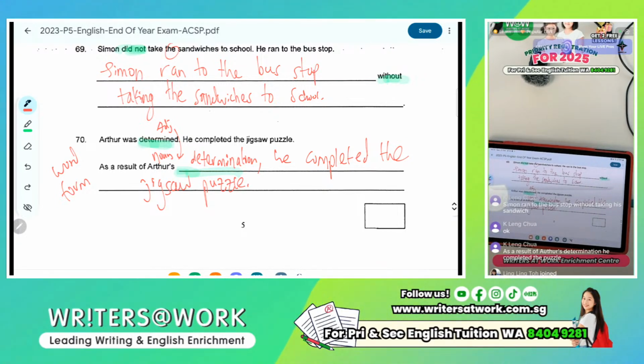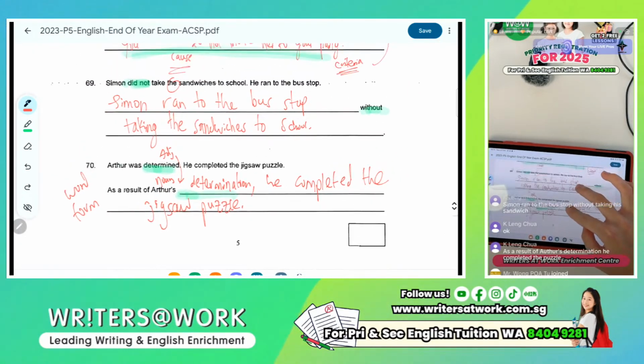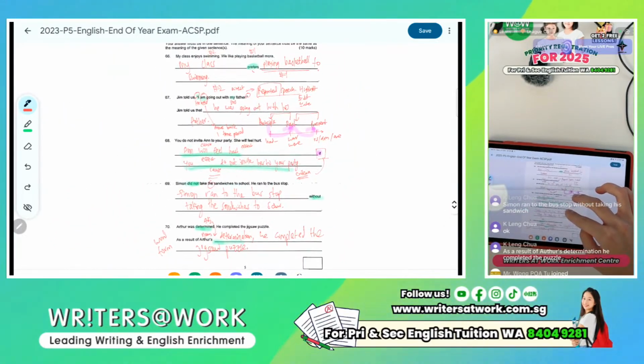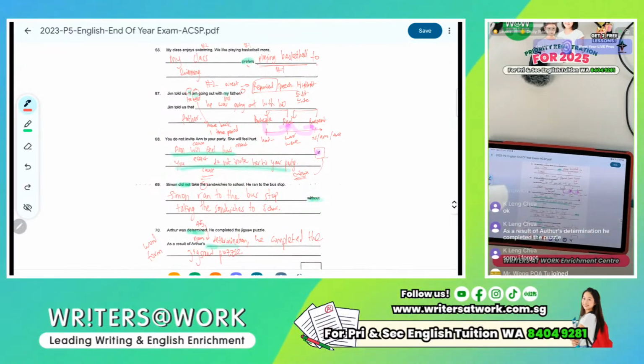So when we want to write our synthesis and transformation, please make sure to copy the entire sentence. Please do not leave out some words. Okay, with that, we have come to the end of our synthesis and transformation. I'll just give everyone some time to take in the information I've just shared. And if you have any questions, please feel free to ask them in the chat group.